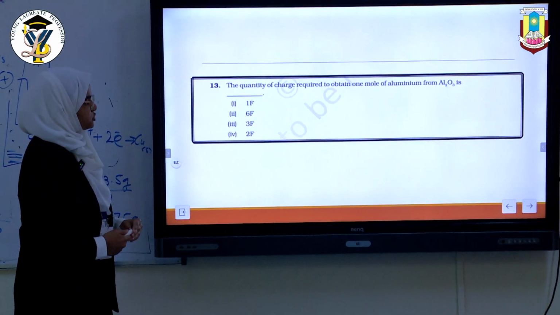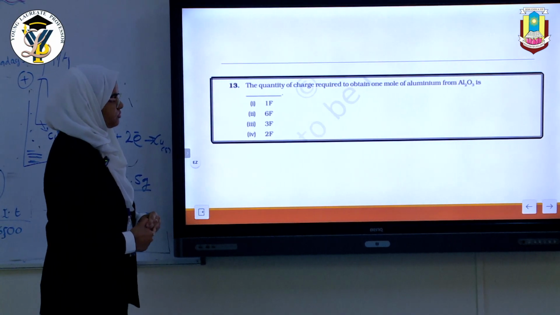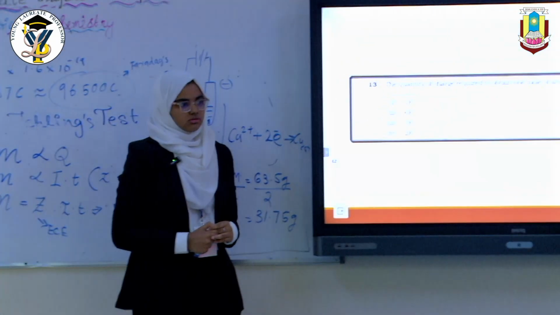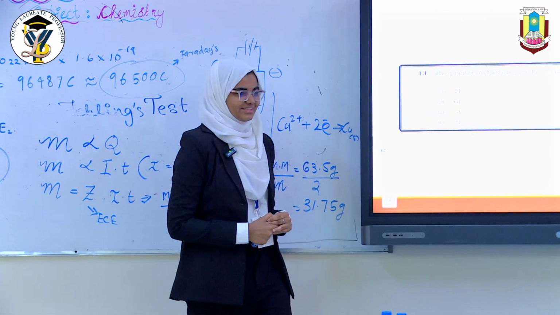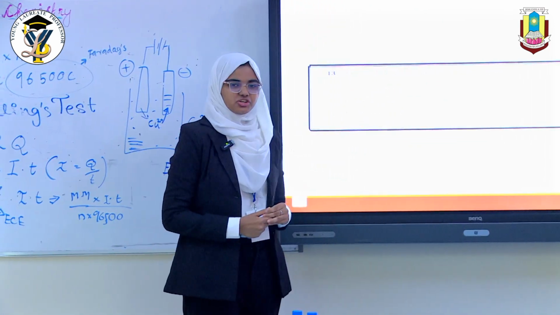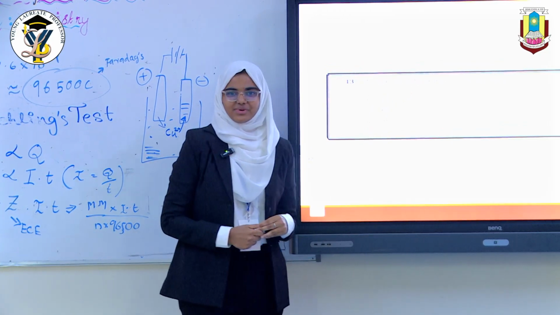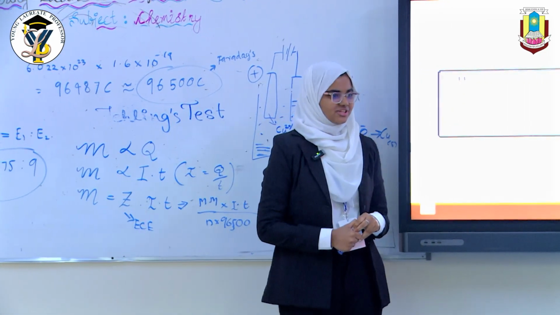The quantity of charge required to obtain 1 mole of aluminium from aluminium oxide is? 3F. Yeah, I just said it. Since the valency of aluminium is 3, the answer is 3F. That's it for my session. I'll be taking the doubts for now.